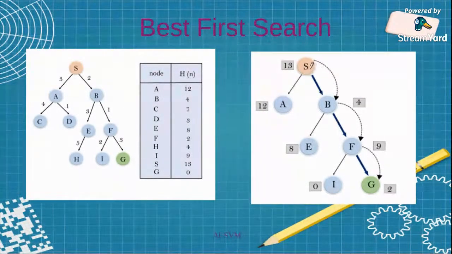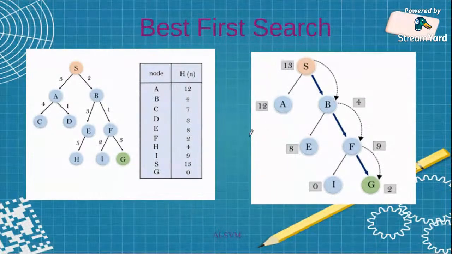So we start from S. From S, we can go to A or you can go to B. A says it is 12 units, and B says 4 units. So definitely, it makes sense that if you go to B, you may reach G earlier. Therefore, we go to B.